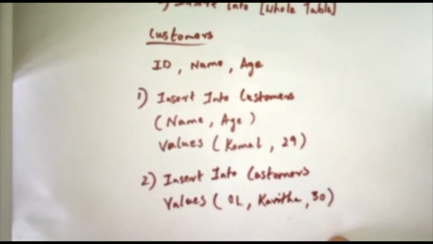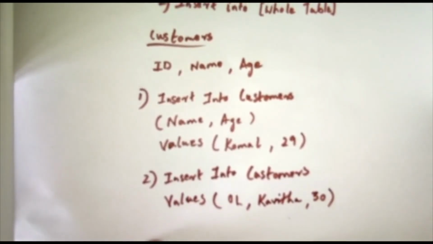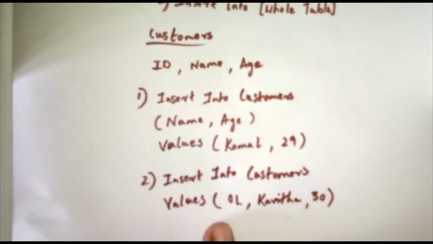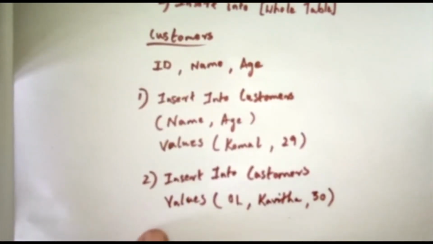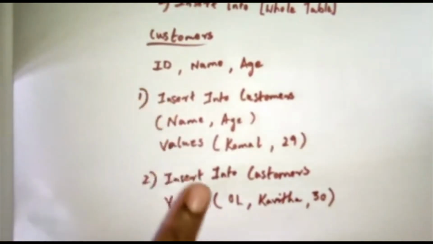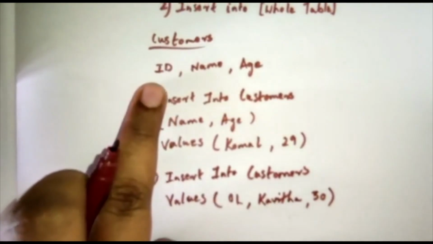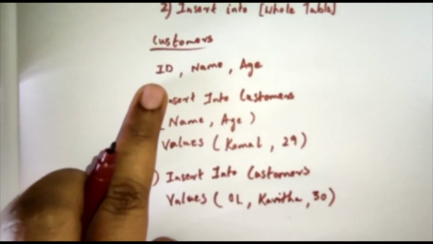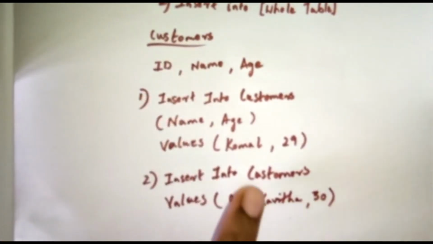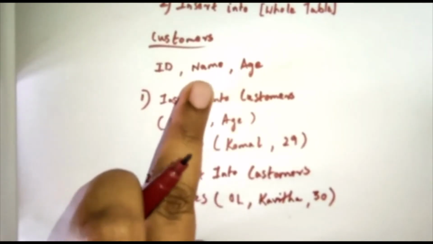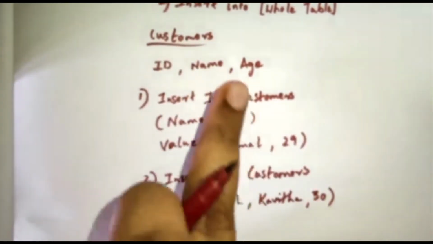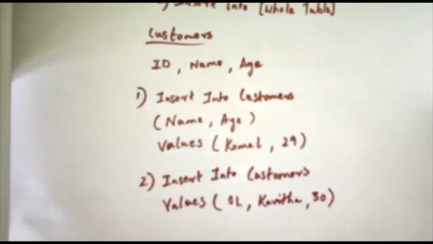So using this, there is no need of mentioning which column is to be tagged to which value. Whatever order you are giving, the values will be taken in that order. Say, for example, if you give 01, it will be tagged to the first column, which is ID. The name goes to the second column, which is name. The age, the number, is tagged to the age column.